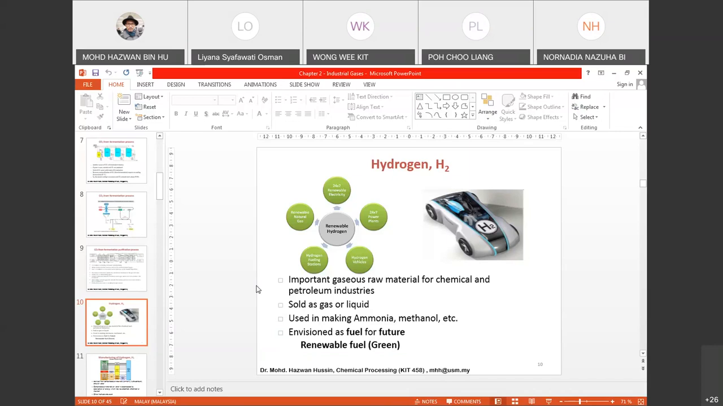Hydrogen is an important gas, a raw material for the chemical and petroleum industries. Hydrogen is mostly used for the hydrogenation process. It is also used in power plants. For natural gas and so on, it can be sold as gas or liquid. Normally hydrogen exists in the gas state, but you can have liquid hydrogen by doing liquefaction. Later, towards the end of this course, you will learn how to do liquefaction. It is also used in making ammonia, methanol, and so on. It is also envisioned as a fuel for the future.